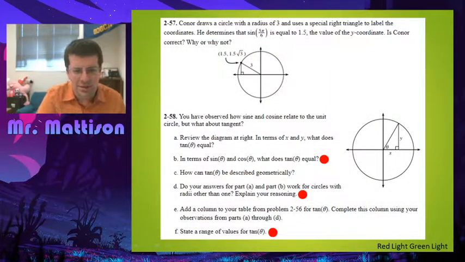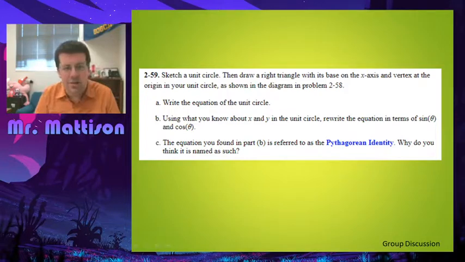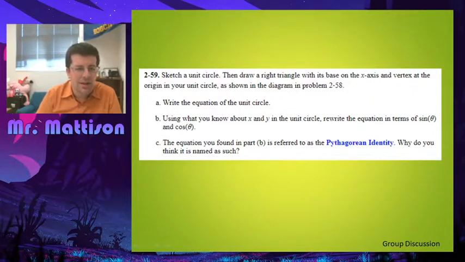Disregard those red dots, that's for if we do it in class. All right, so let's try this one out. We're going to sketch a unit circle and then draw a right triangle with a base on the x-axis and a vertex at the origin, like we've been doing for these unit circles, and then show the diagram for problem number 58.